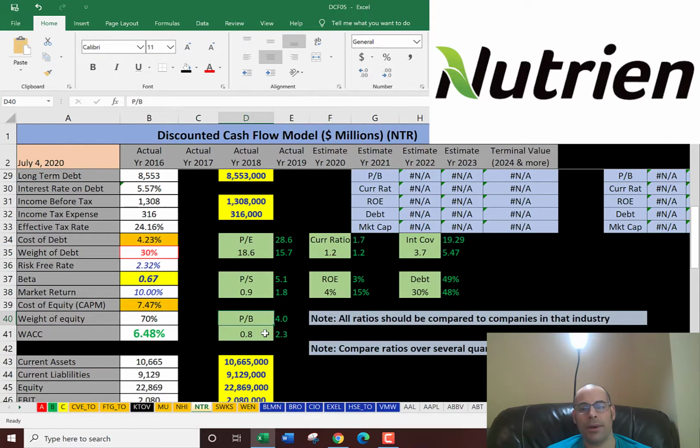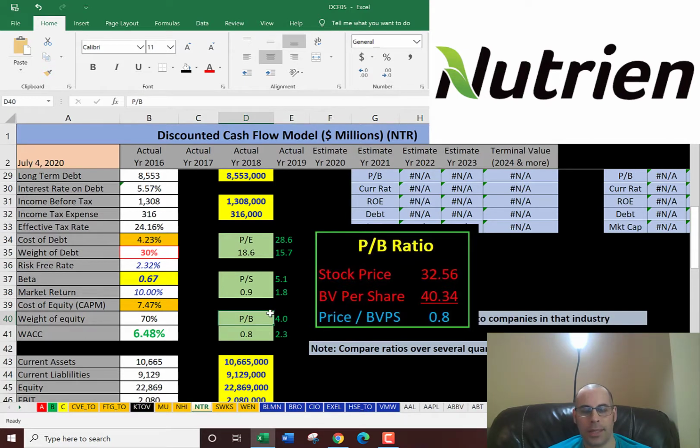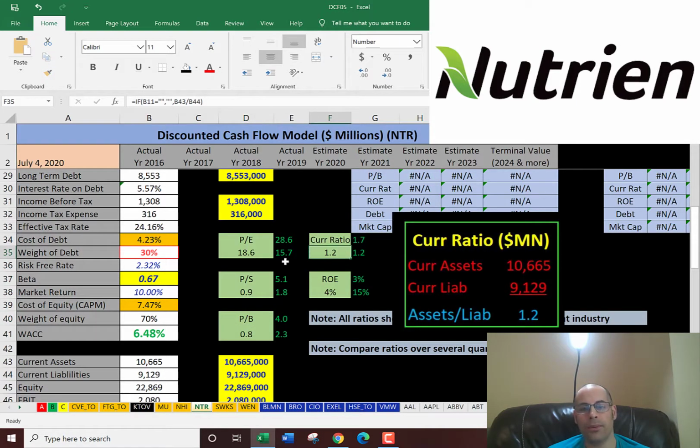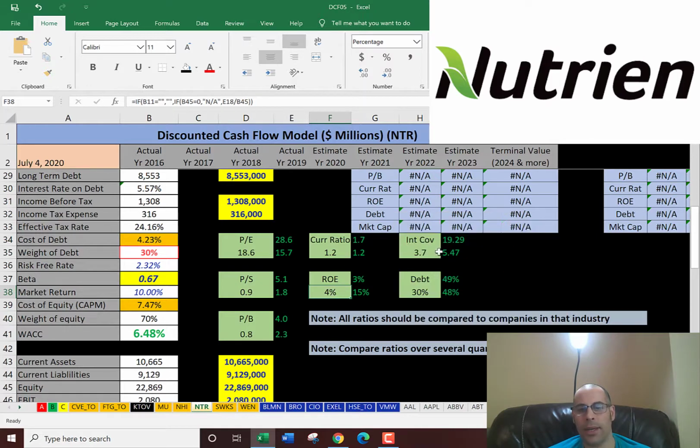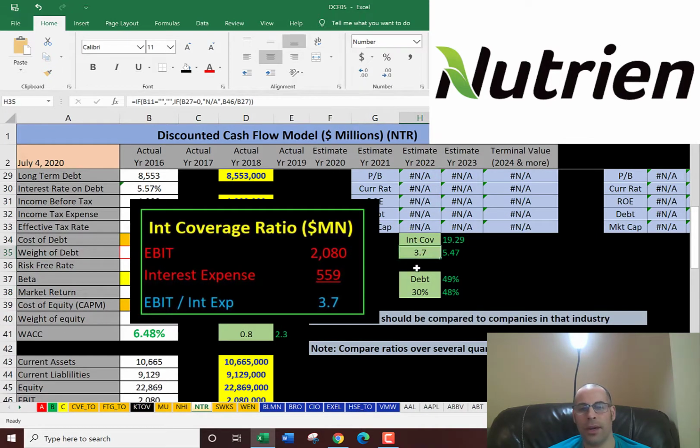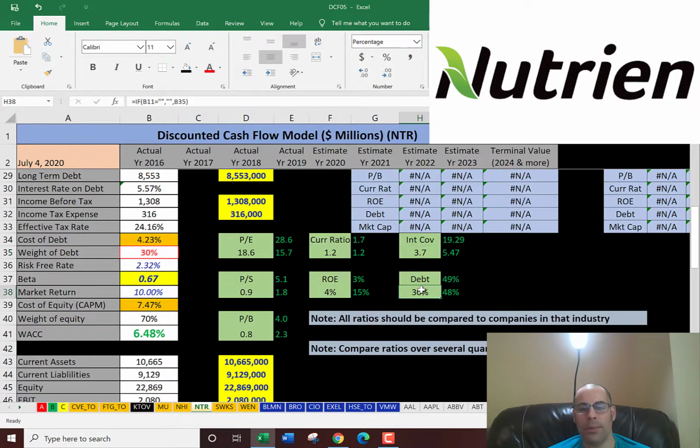They have a good price to book of 0.8. That's price of stock over book value per share. Under 1 indicates it's a really good value. 1.2 current ratio, so they can cover their current liabilities. 4% ROE because their net income is so low, so they don't have a good ROE. They have a good interest coverage ratio. They can cover their interest payments almost 4 times. And they're doing well on debt, only 30% debt. So it looks like a good company with a good future.